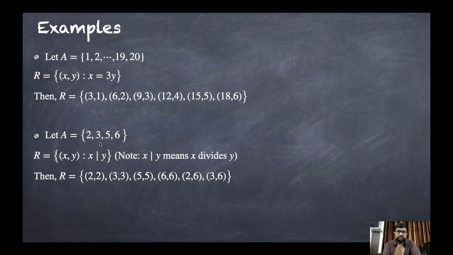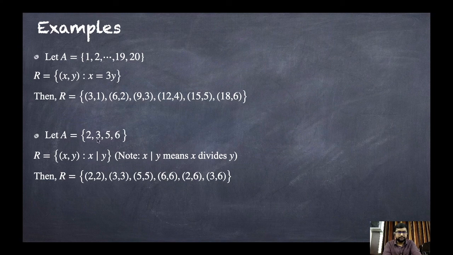So 3 divides 3, yes, so (3, 3). 5 divides 5, so that means (5, 5). 6 divides 6, so that means (6, 6). Now second, 2 does not divide 3. 2 does not divide 5, and 2 divides 6, so (2, 6) will be there. So the job of 2 is done.